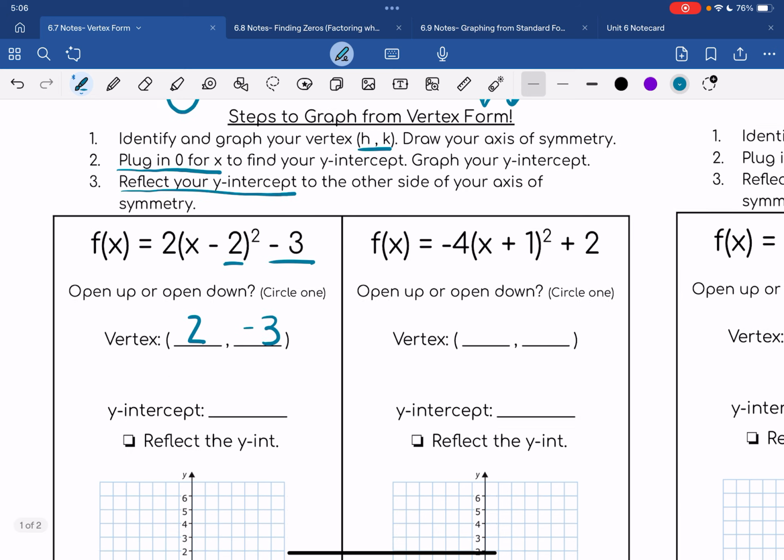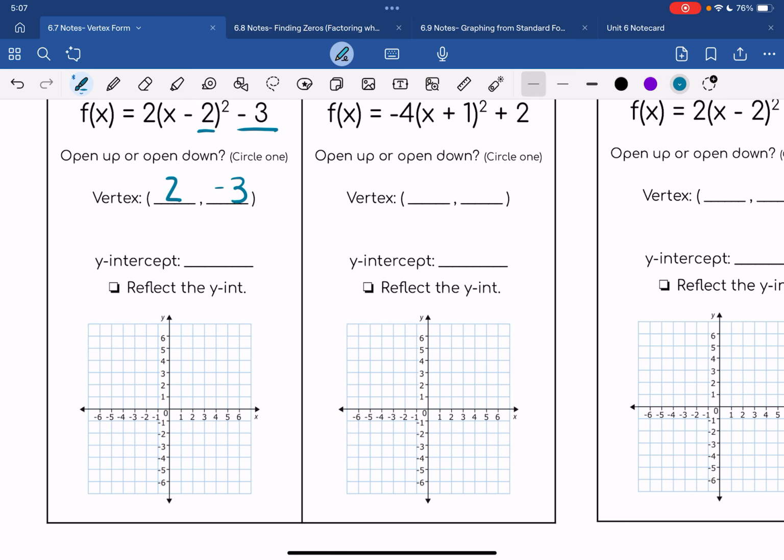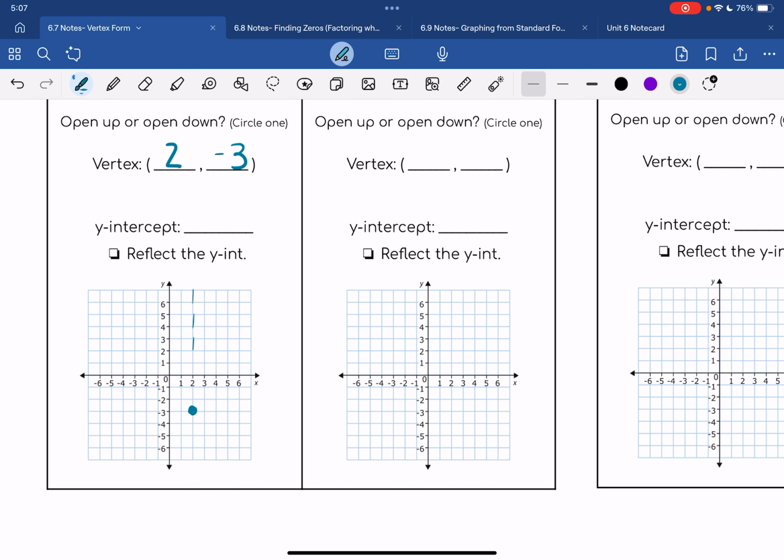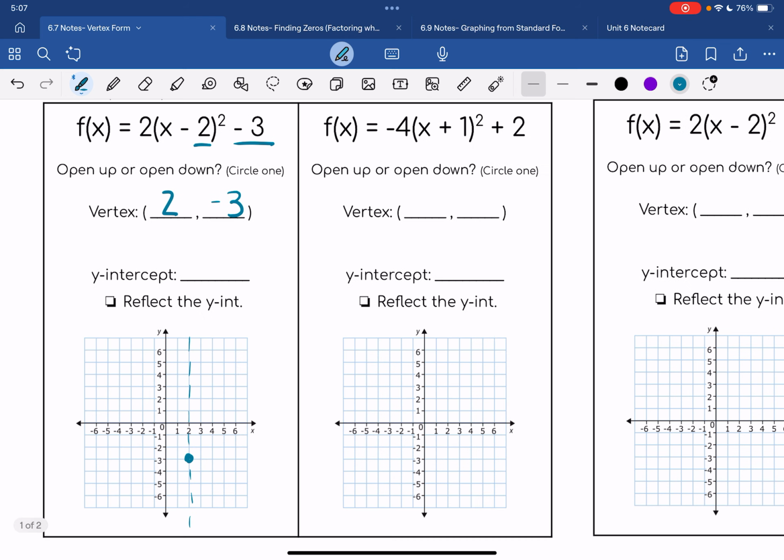If we want to go ahead and graph that, we can. That's going to be at (2, -3) right there. And I'm also going to go ahead and sketch on our axis of symmetry, just a vertical line through that. Okay. Then we're going to look at whether this opens up or down. Because this a value right here is positive, this opens up.